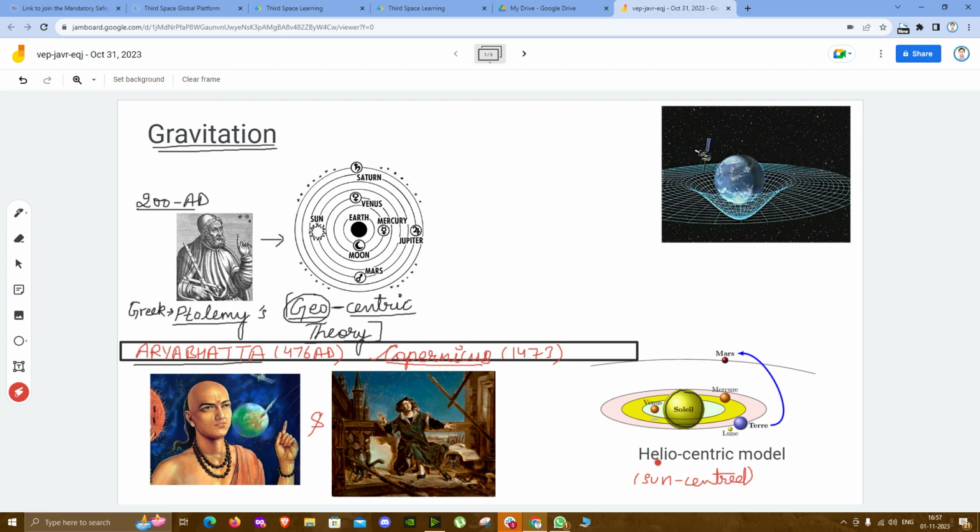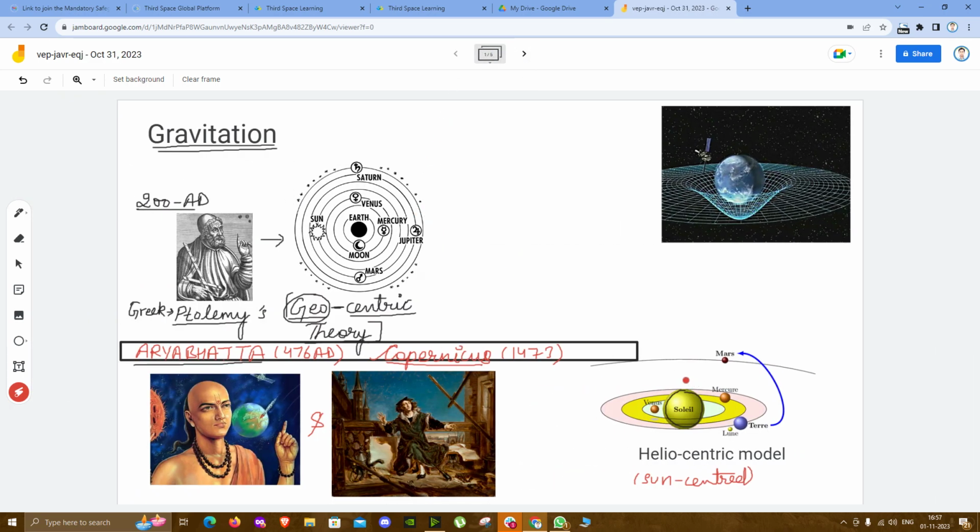Nevertheless, I'll tell you one more interesting thing: even this heliocentric theory was incomplete. Copernicus gave the idea that all the planets revolve around the sun in a circular orbit. However, in reality, this is not the case.